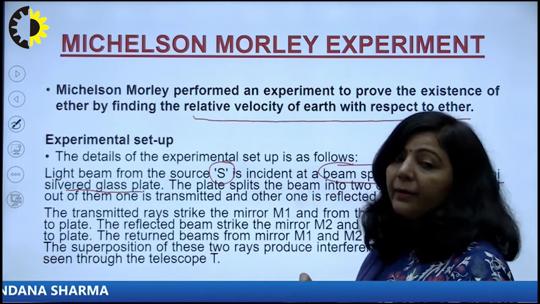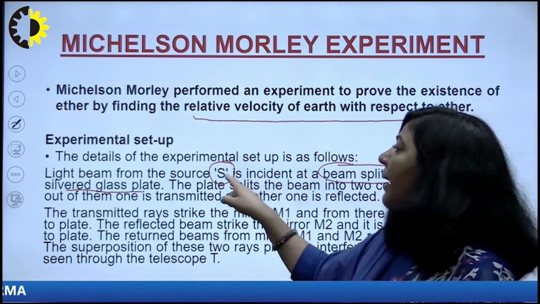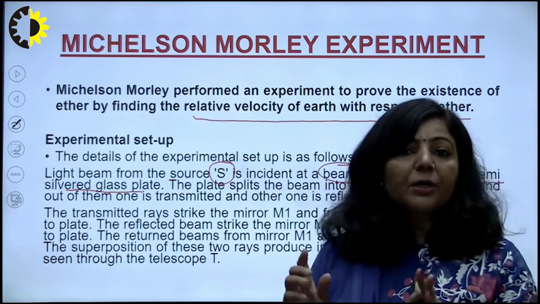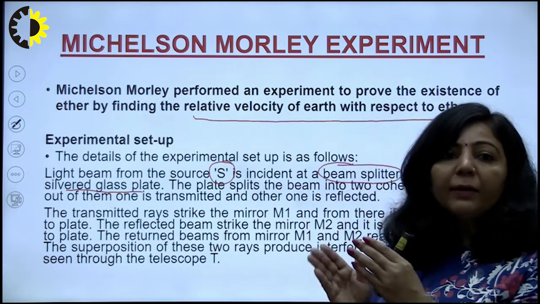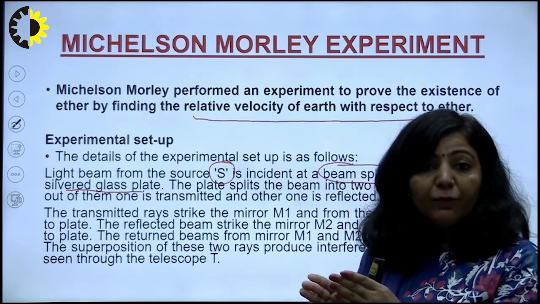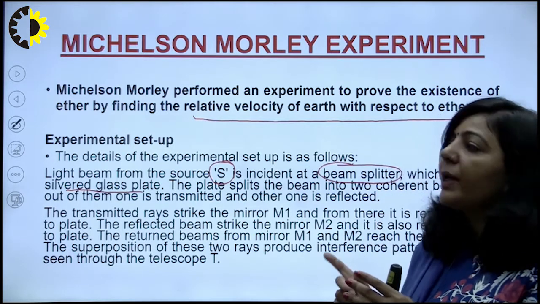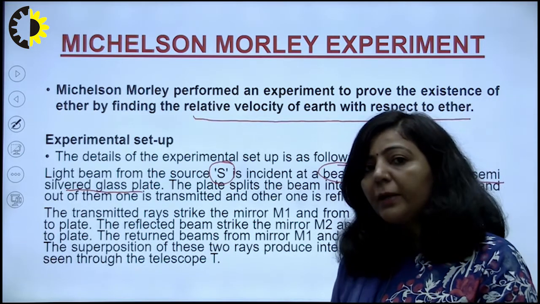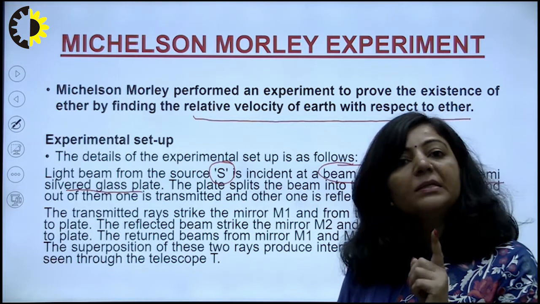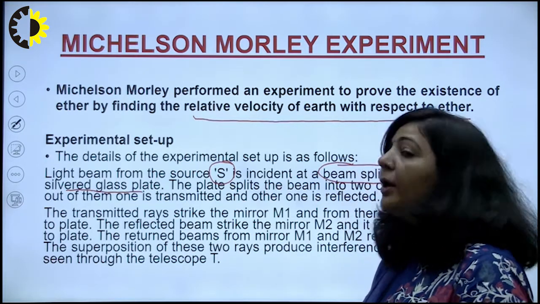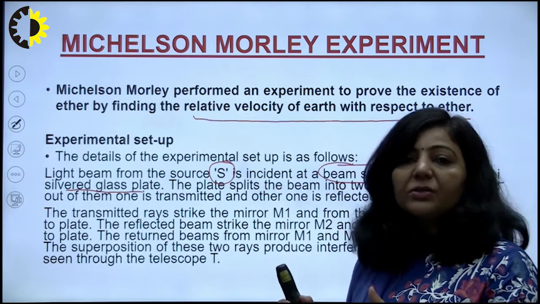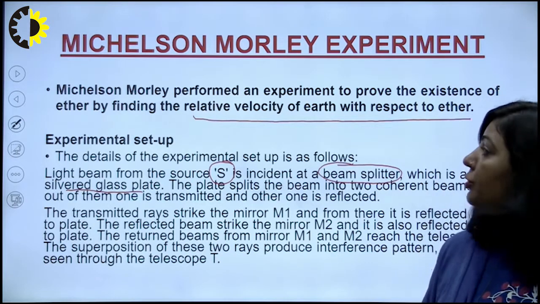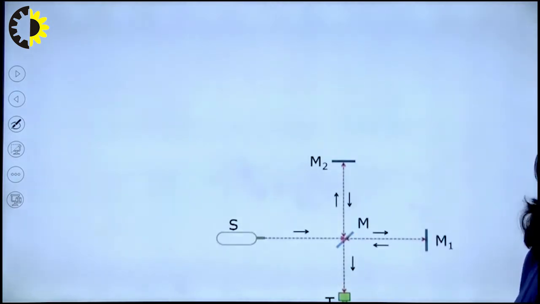So how are you getting that? In this experimental setup, first you have a monochromatic source of light. Then you have a beam splitter, which is a glass plate that is semi-silvered. When light is incident over that glass plate, some part will be reflected, some will be transmitted. Those two rays, reflected and transmitted, will act as coherent rays, because they are obtained from the same ray, the same source. After that, the next part of the Michelson interferometer is two mirrors with their front surfaces highly silvered, and those two are perpendicular to each other. So this is the experimental setup.